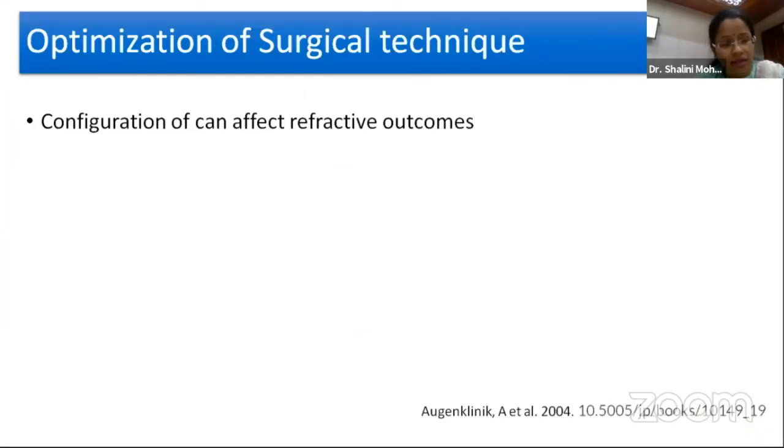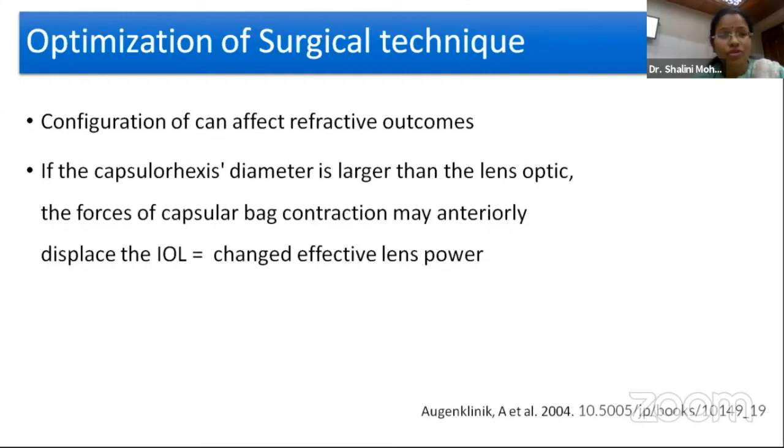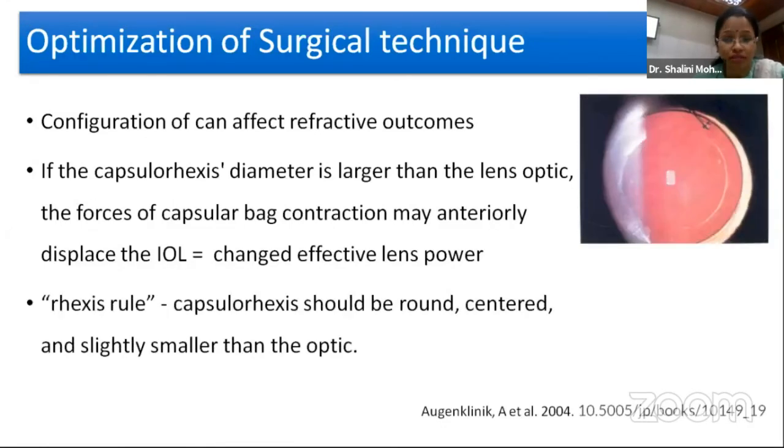Another important thing is optimization of surgical technique. We should optimize each and every step of ours so that we can have good control on our steps and good post-operative results. An important thing is capsular rhexis diameter. If you have a larger rhexis which is not covering the optics, the lens keeps popping out, and that will change the effective lens position, resulting in a change in effective lens power. So we should have a good centered rhexis which is covering the IOL optics equally.